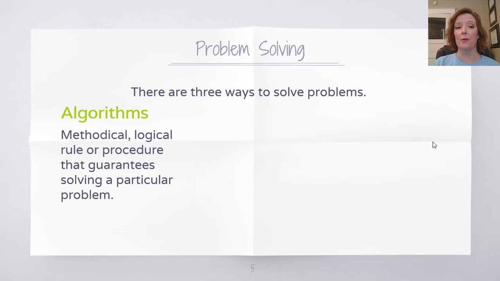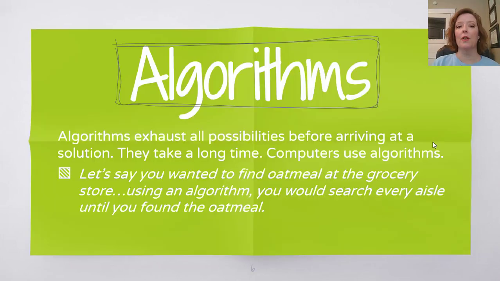First, you have algorithms. Algorithms are methodical, logical rules or procedures that guarantee solving a particular problem. You try everything. Algorithms exhaust all possibilities before arriving at a solution. They do take a long time. Computers use algorithms. So let's say you want to find oatmeal at the grocery store. Using an algorithm, you would search every aisle until you found the oatmeal.